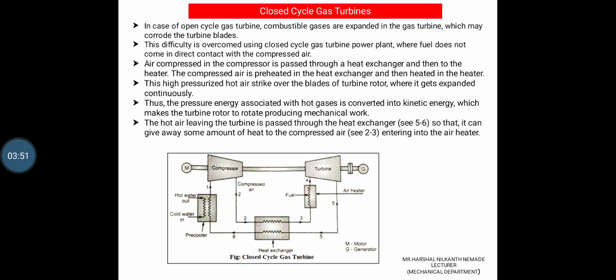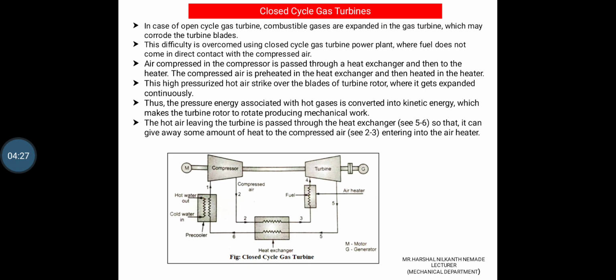Closed cycle gas turbine. In the case of the open cycle gas turbine, the combustible gases are expanded in the gas turbine, which may corrode the turbine blades. This difficulty is overcome by using the closed cycle gas turbine power plant, where the fuel does not come in direct contact with the compressed air. The compressed air is passed through the heat exchanger, then the heater. The compressed air is preheated in the heat exchanger, and then heated in the heater.